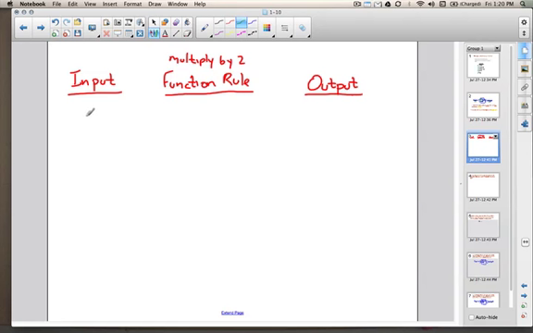So let's say I have the number 2, and my function rule is I'm going to multiply by 2. So that means I'm going to go 2 times 2. After I multiply 2 times 2, I get 4. There's my output here. My input is 2, my output is 4. Maybe let's say I put in a 3. So that means my function rule is I'm going to go 3 times 2, that's my rule. 3 times 2 is 6. So if I put a 3 into the function machine, I'm going to get a 6 out.